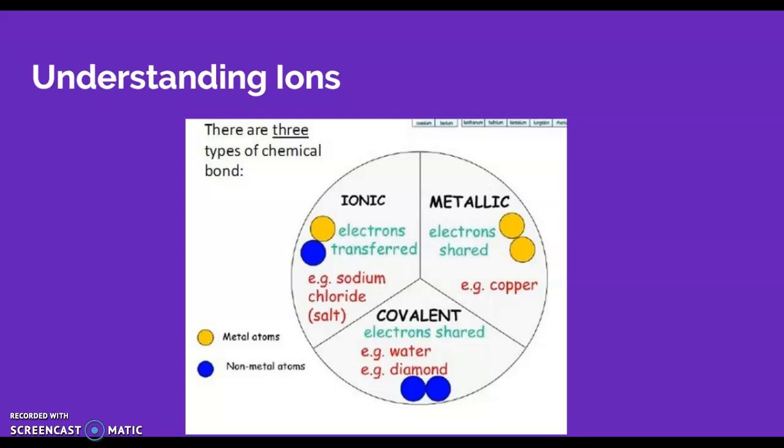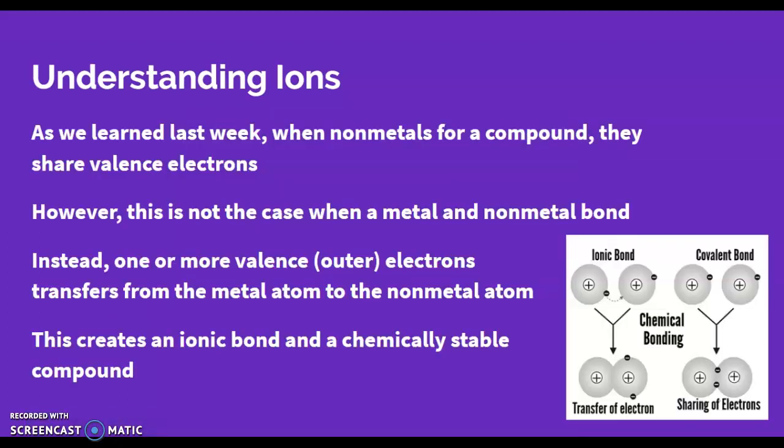So last week we talked about covalent bonds. Those are bonds between non-metal atoms. Today we're going to talk about ionic bonds and metallic bonds, which both involve some type of metal atom. Let's go ahead and get started talking about ionic bonds first.